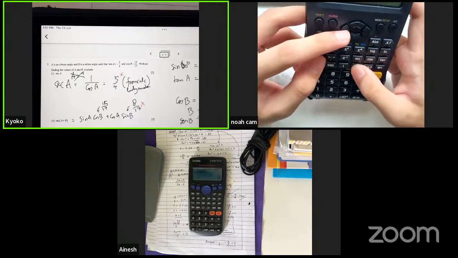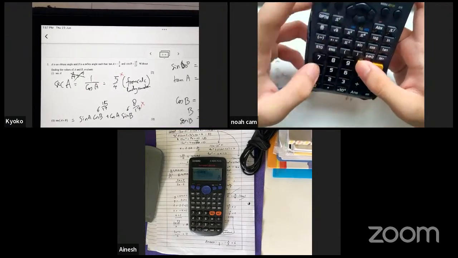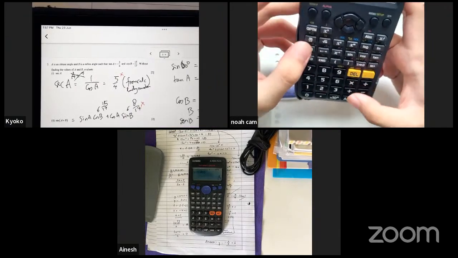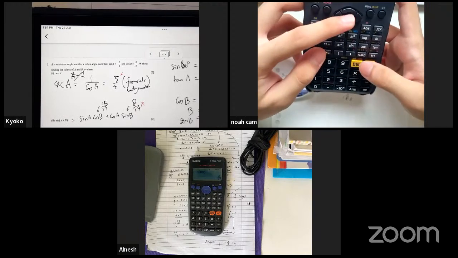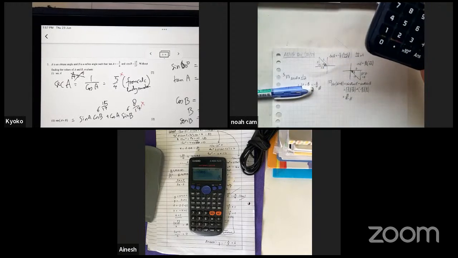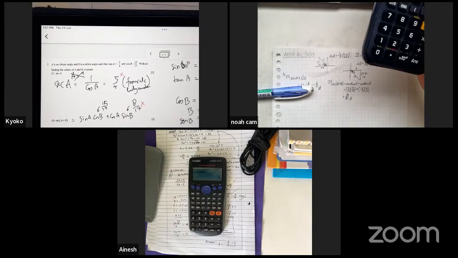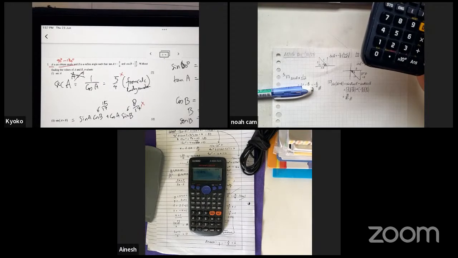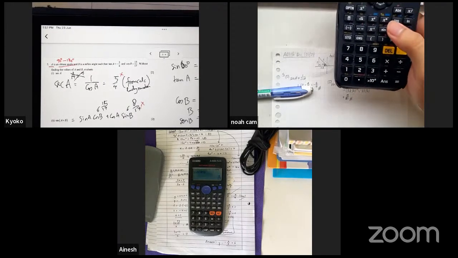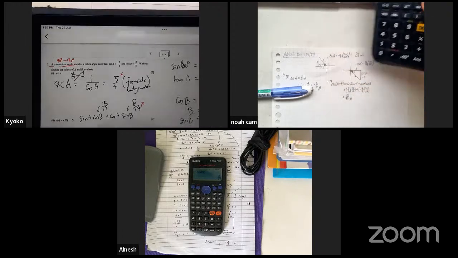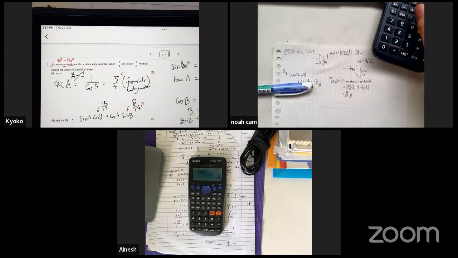Now, quadrant-wise, we will call this quadrant 2. What do I mean by quadrant? Because 90 degrees, and then another 90. So here's your quadrant 1, and this is your quadrant 2. Quadrant 2 is just basically from 90 to 180. They also call it obtuse, right? Ainesh and Kyoko, clear? Yep. All right, now this is quadrant 2, right? This will be very important later on.